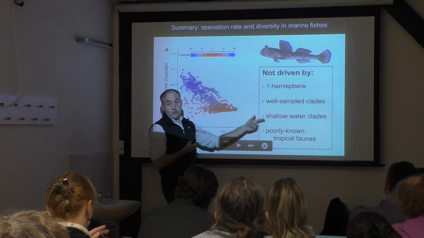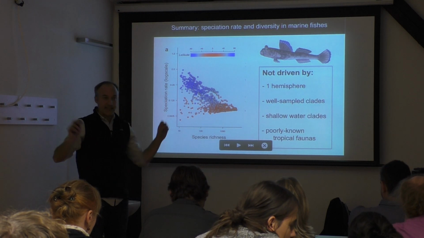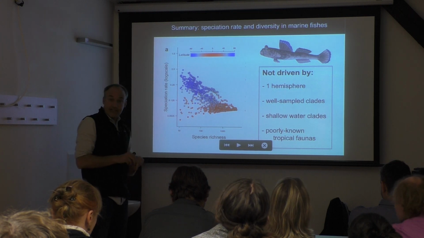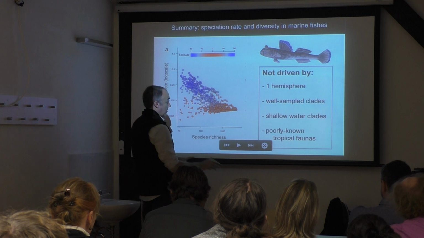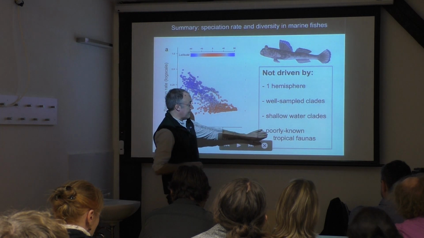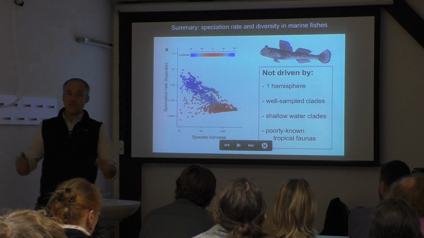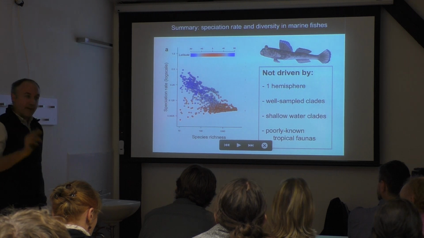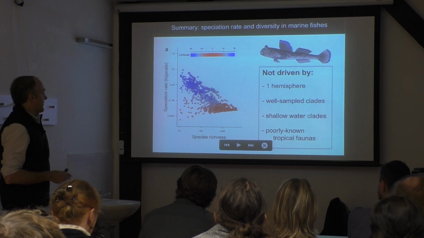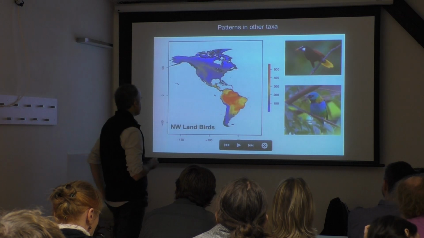It's not driven by shallow water clades. The pattern applies to both deep and shallow water lineages at high latitudes. However, deep water lineages that are centered in the tropics do not have fast rates. If anything, they have slower rates than the average. And it's not driven by poorly known tropical faunas, and we use some approaches to try to correct for that as well. In fact, tropical fishes are probably better known, at least a lot of the iconic reef clades, except for gobies, are probably better known than many of the high latitude clades, especially snailfishes.